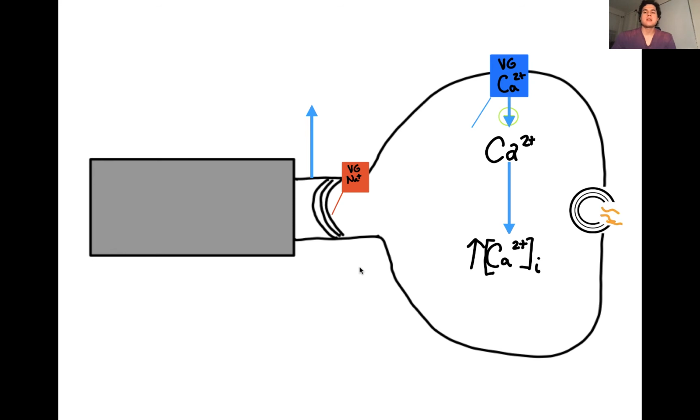releasing neurotransmitters into the synapse. Now, the neurotransmitter that we're going to be looking at today is acetylcholine, and the synapse we're going to be looking at is the neuromuscular junction.